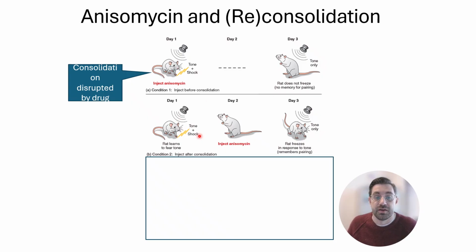Okay, so if I inject anisomycin immediately, I disrupt consolidation. If I disrupt it on day 2, I don't disrupt consolidation because it's already occurred, or at least that initial process has occurred. And so the rat still remembers that the tone is scary. All right, so consolidation is a chemical process that can be disrupted by chemicals. There's a window for its initial process, right? About 5 to 8 hours.